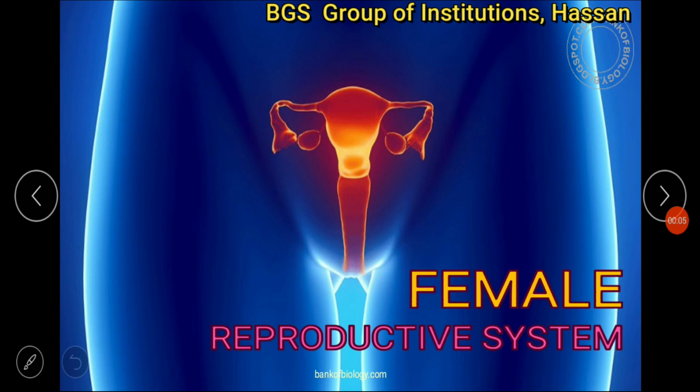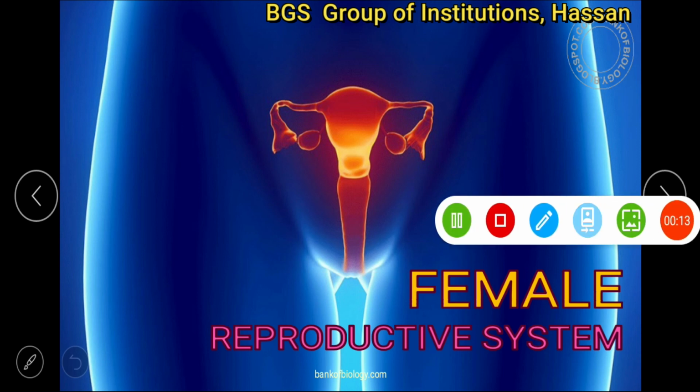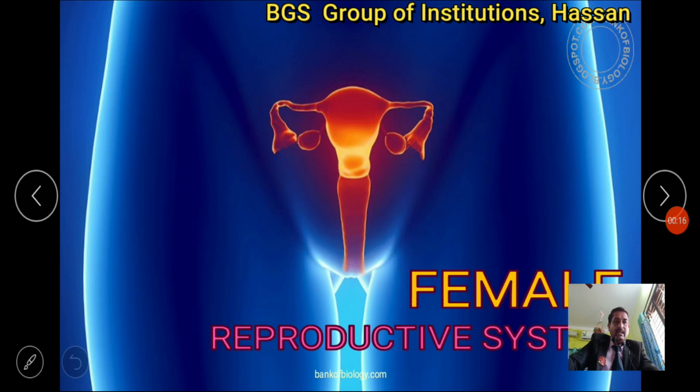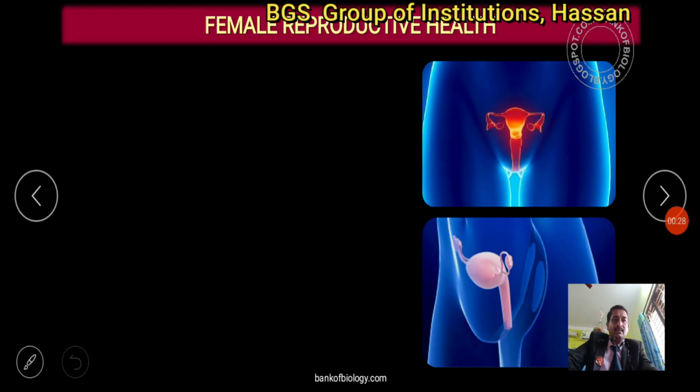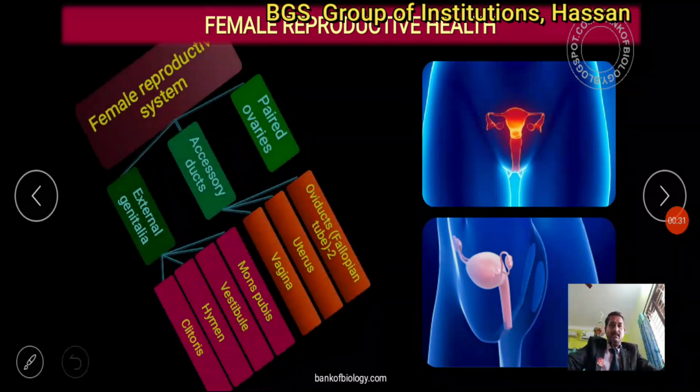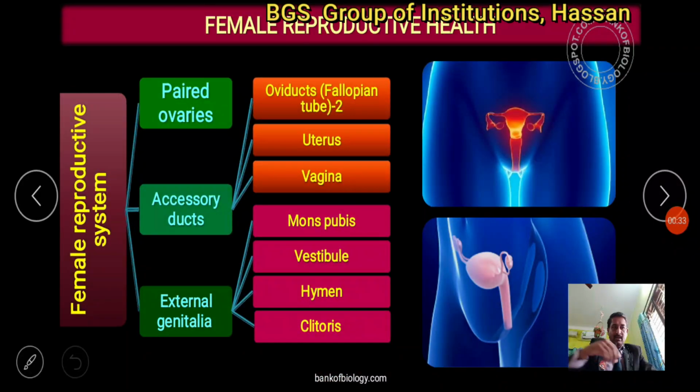Hello, my dear students. Today we are going to talk about the female reproductive system, which is the continuation of human reproduction. The major part of the female reproductive system consists of a pair of ovaries, accessory ducts, and external genitalia. These are the major three parts in the female reproductive system.